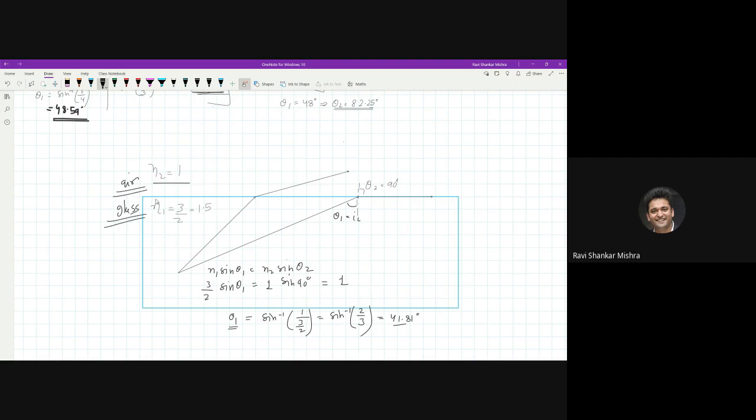This will only happen when the light ray is trying to go from denser medium to rarer medium. This is called critical angle. Now, if your incident angle is greater than this critical angle, there will be no refraction, there will be total internal reflection, where angle of incidence is equal to angle of reflection. Do you understand? Yes, sir. So this is called TIR, total internal reflection.